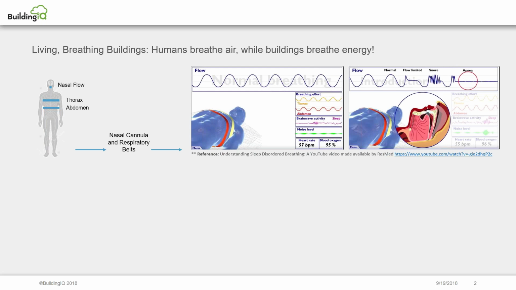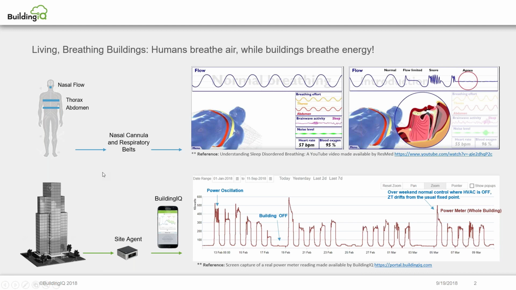I would like to start by showing you one nice slide here. As you can see, I'm comparing human beings to commercial buildings. Basically, human beings breathe air, while commercial buildings breathe energy. These screen captures were provided to us with the kind permission of ResMed. The flow signal, which you usually get from your nasal cannula, the other signals are thorax and abdomen. The flow signal in the left screen capture almost looks like a sinusoidal signal in this example.